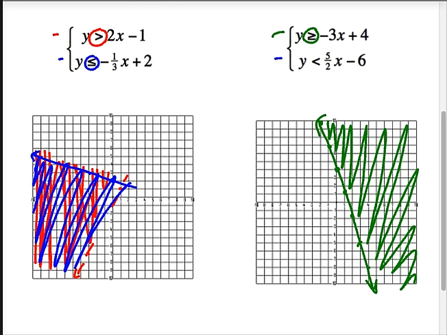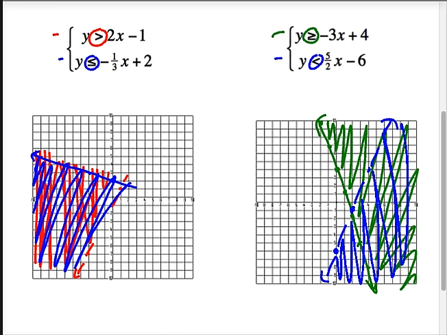Then let's draw this. So I start down at my y-intercept. I start at that -6. Slope of 5 halves. So up 5 over 2, up 5 over 2, up 5 over 2. And let's interpret my sign now. I have a dashed line, and I want to shade underneath it.